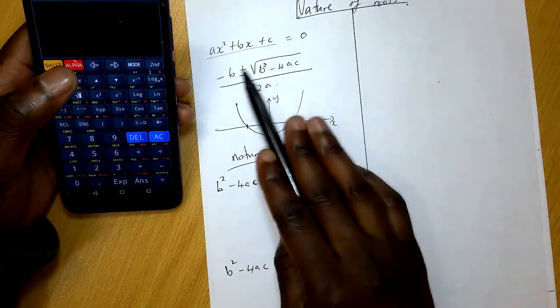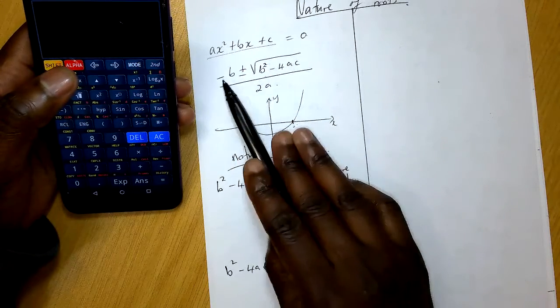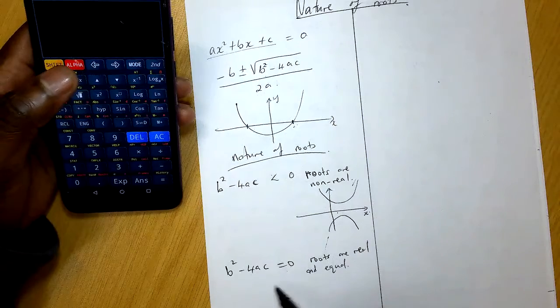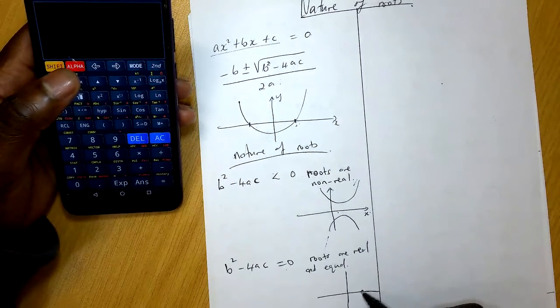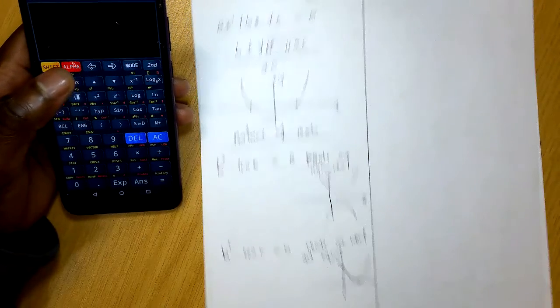The plus minus won't solve anything, because there will be a 0 here. So you will have the same value, so the roots will be equal, and in this case your graph may look like this. Your graph will have a turning point on the x-axis, just like that. That's what it means there.